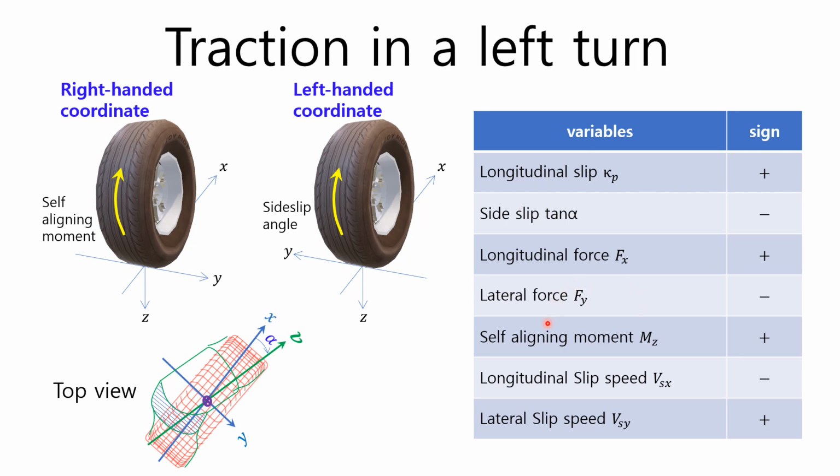The self-aligning moment Mz is positive, opposite to the sign of side slip, because the right-handed coordinate system is used for self-aligning moment Mz, and since the slip speed is in the opposite direction to the corresponding force, the longitudinal slip speed Vsx is negative, and the lateral slip speed Vsy is positive.